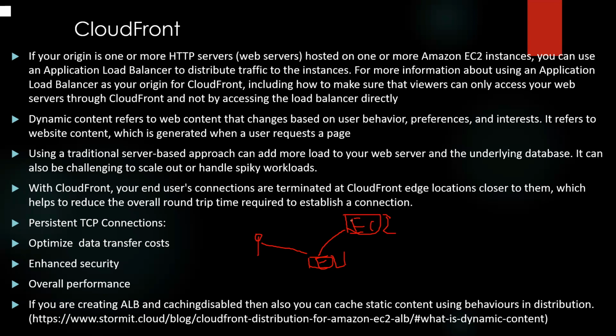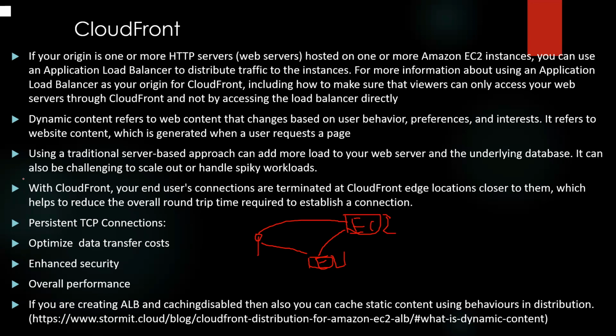That's the first advantage. The second advantage is more security on the network. If your request travels directly, there is more risk because you are traveling over the internet. Here, you are traveling internally within AWS, and I'm sure you cannot beat the security of AWS. That's why I'm saying your security is lower if you hit directly, but if you hit through the edge locations, you are increasing the security as well. Dynamic content refers to web content that changes based on user behavior, preferences and interests, and you can use CloudFront for this to make it faster and more secure.